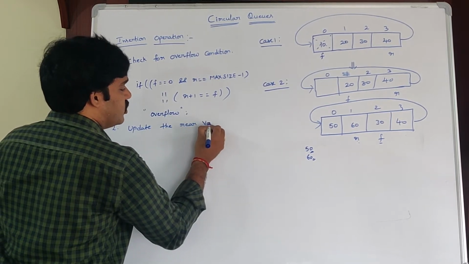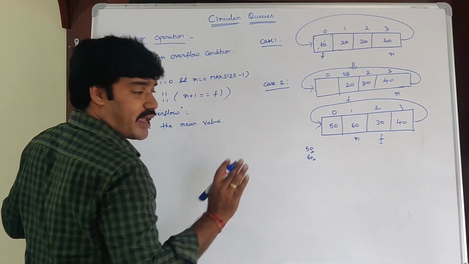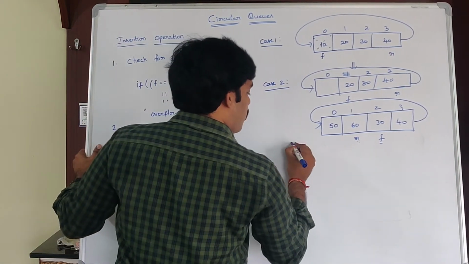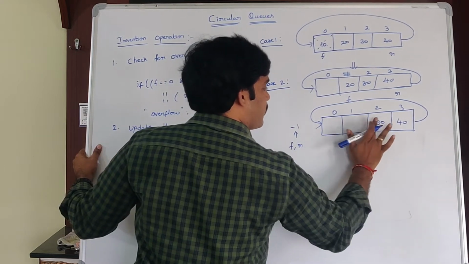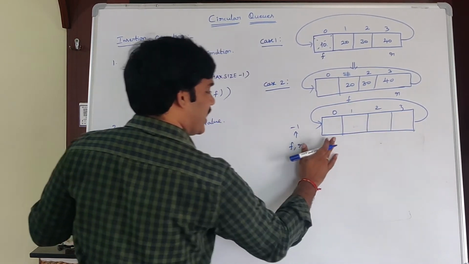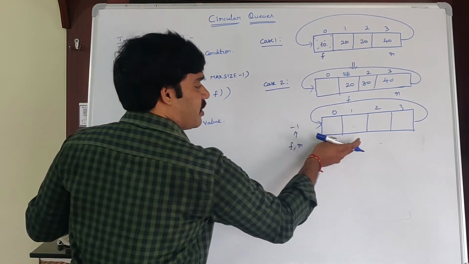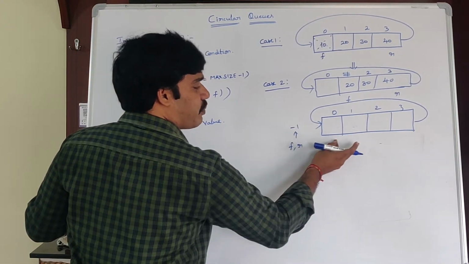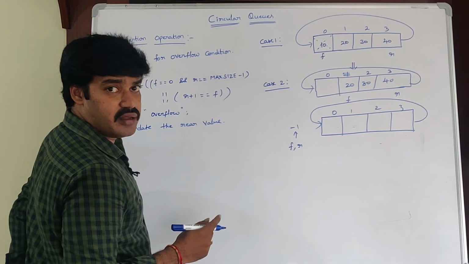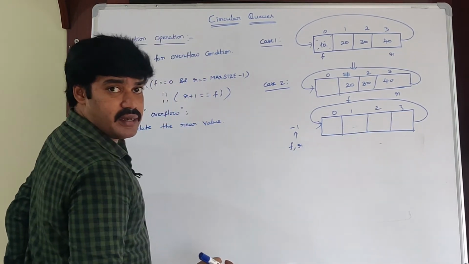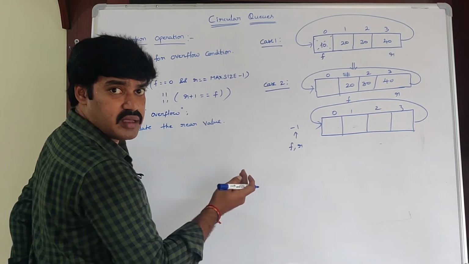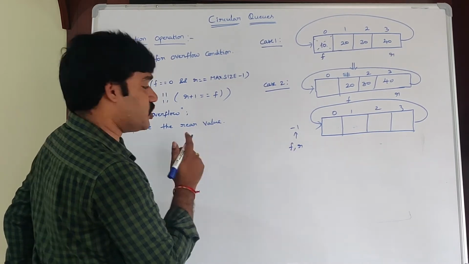Update the rear value. How to update the rear value? Because initially both front and rear point to minus 1. If I want to insert an element into the queue data structure, update the rear pointer, that is R is equal to R plus 1. But the important thing is, whenever the rear reaches max size minus 1, reset it to the first position, that is 0.